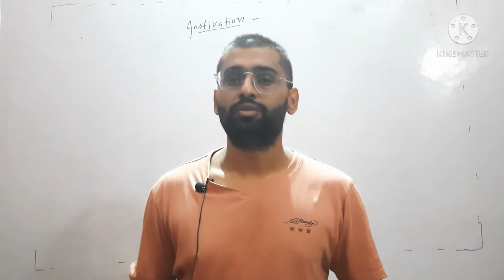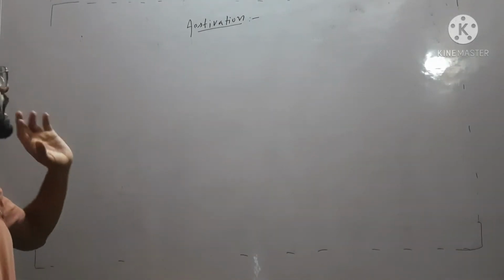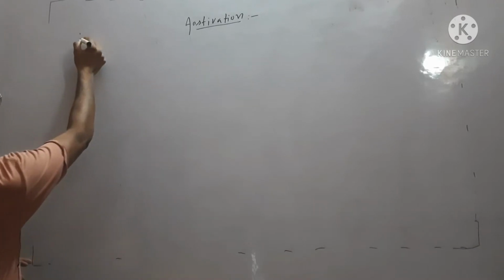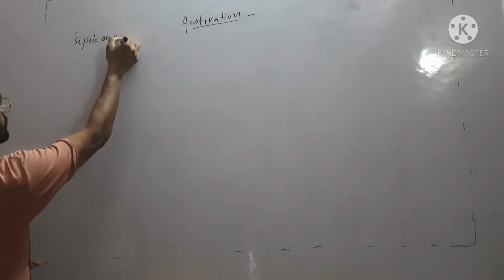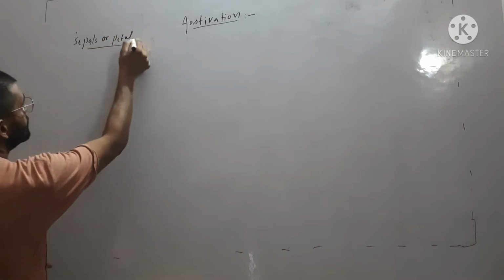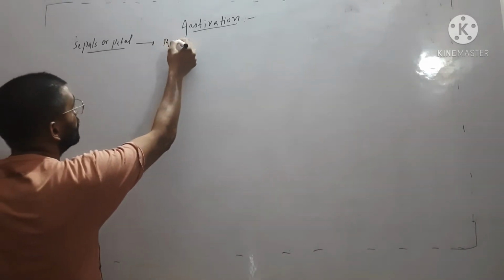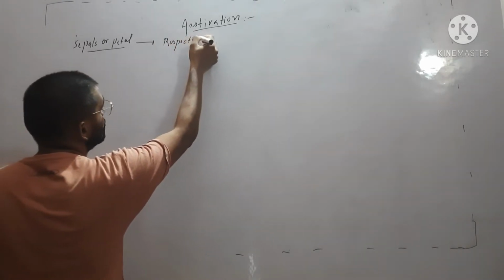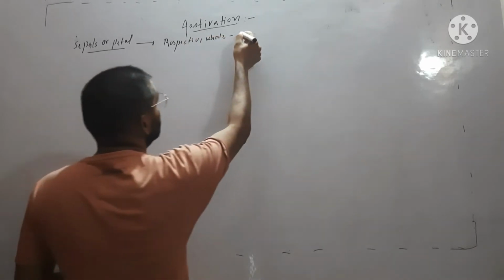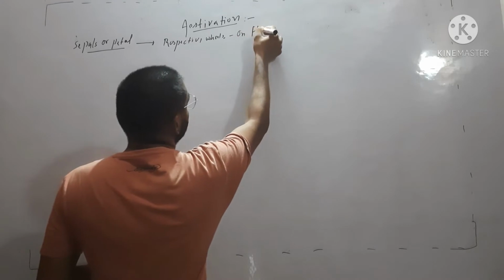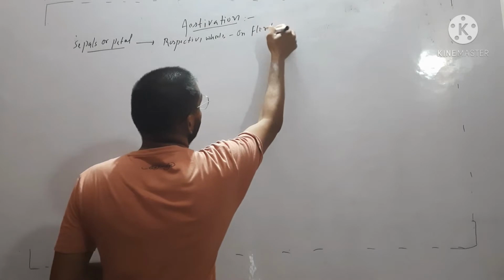In this video, we will talk about estivation. Estivation is the arrangement of sepals or petals in their respective whorls on the floral bud.